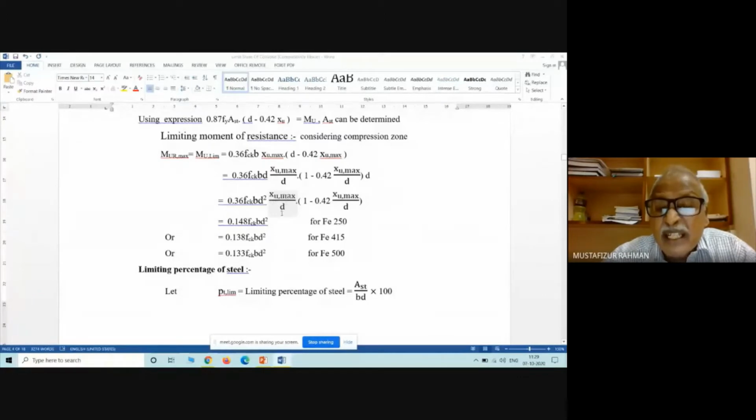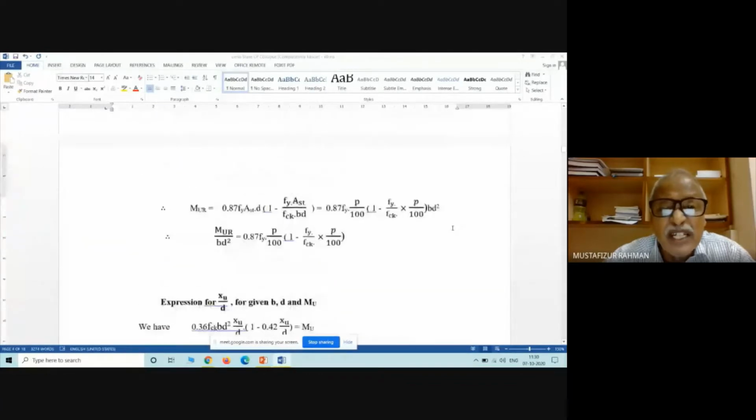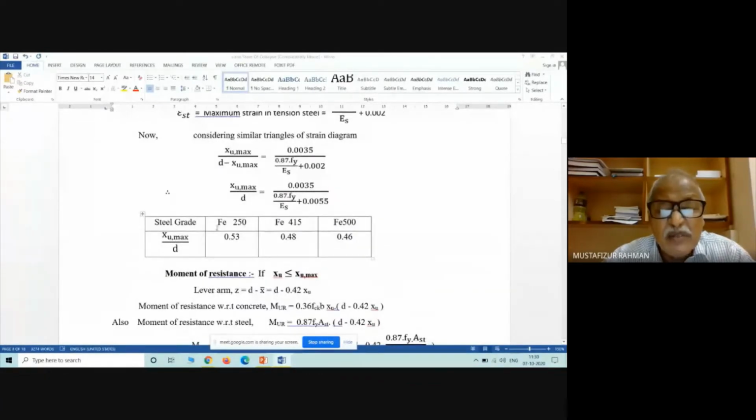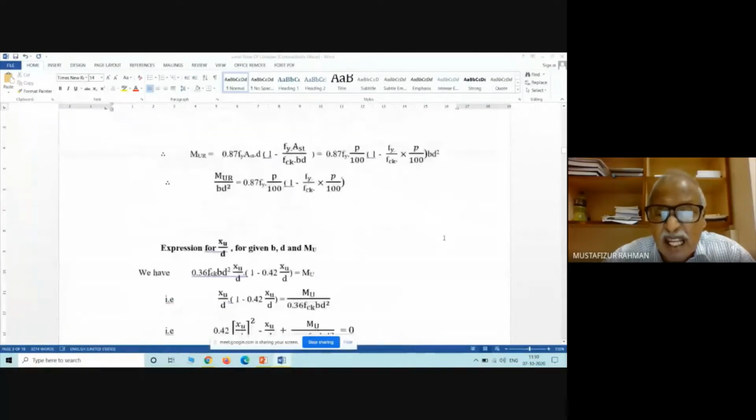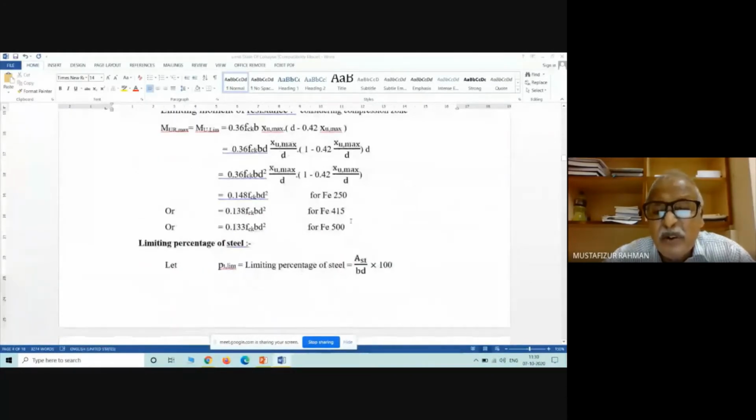XU maximum by D depends on the grade of steel; depending on the grade of steel, we will be able to get it. Now see here, 0.36 FCK BD square. This part here, XU maximum by D, for Fe 250, so in place of XU maximum by D we have to place 0.53. And here also we have to place 0.53. So ultimately we will get this expression.